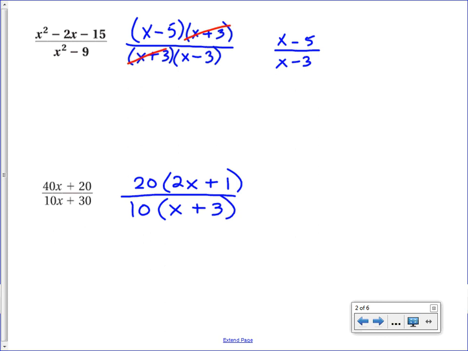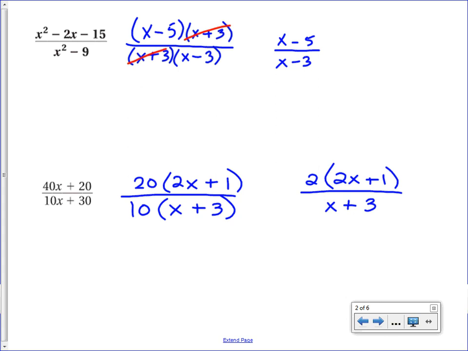Now, the 2x plus 1 and the x plus 3 aren't identical, so we can't cancel those out at all. But the 20 over the 10 can be reduced, just like any other fraction, right? We can simplify 20 over 10, make it 2 over 1. So this becomes 2 times 2x plus 1 over, I don't need to show the 1, so I'll just show the x plus 3. And you can leave your answer like that.